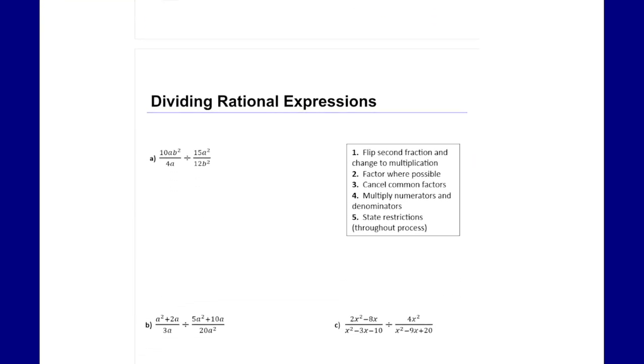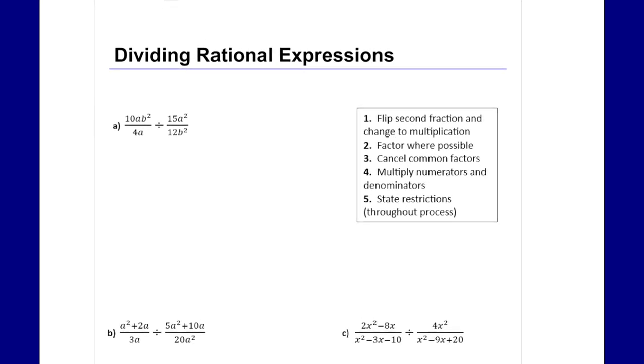The last types we're going to look at are dividing rational expressions. Dividing rational expressions, we're dividing the same way that we deal with fractions in general. We have to flip the second fraction and change the operation to multiplication. We want to factor where possible. We want to look to cancel out common factors. We want to multiply then our numerators and denominators. And again, similar to before, we want to state the restrictions throughout the process.